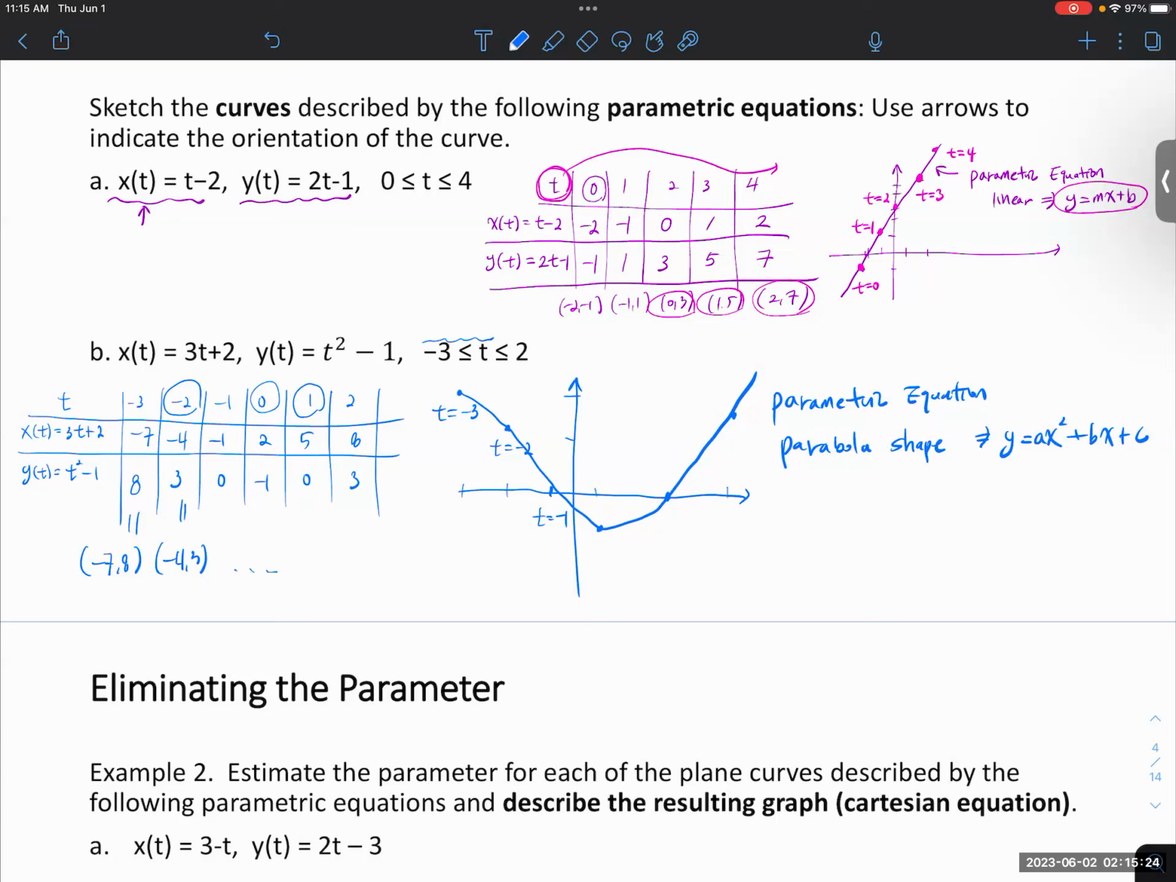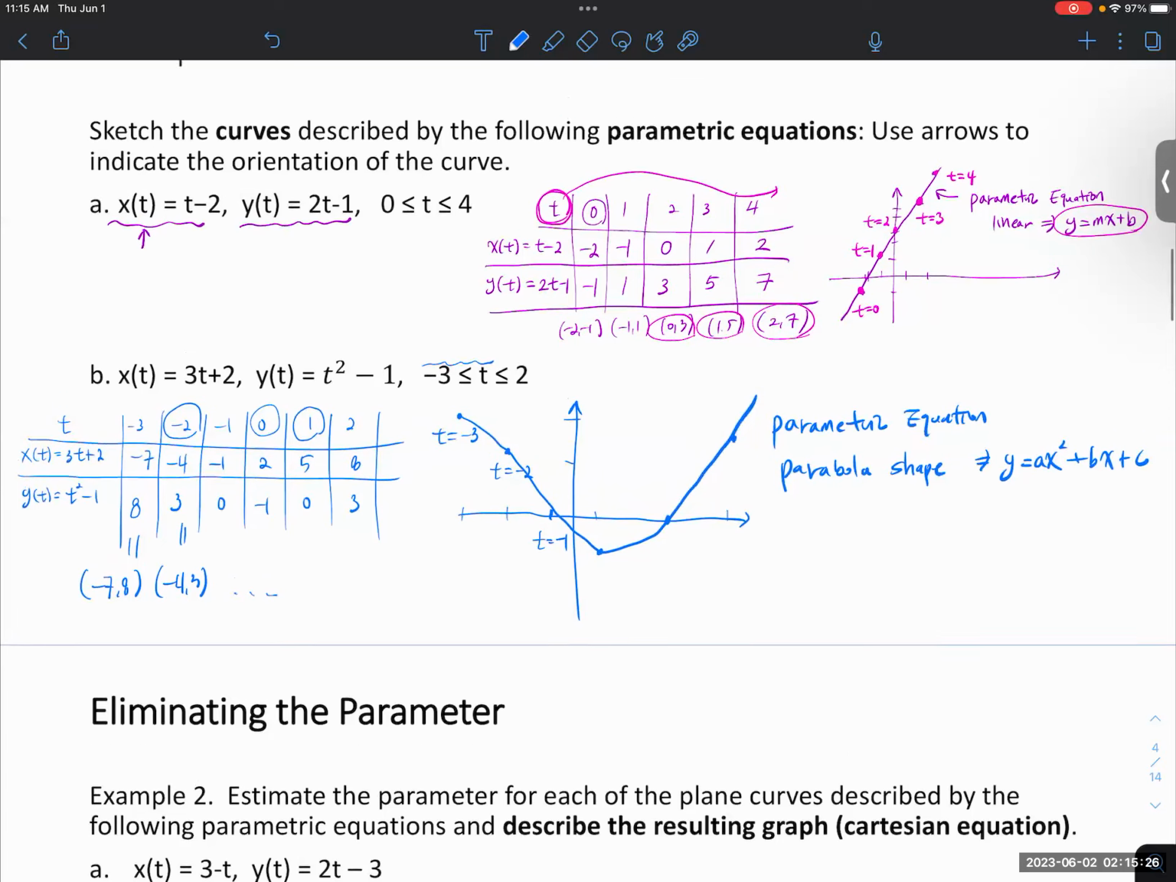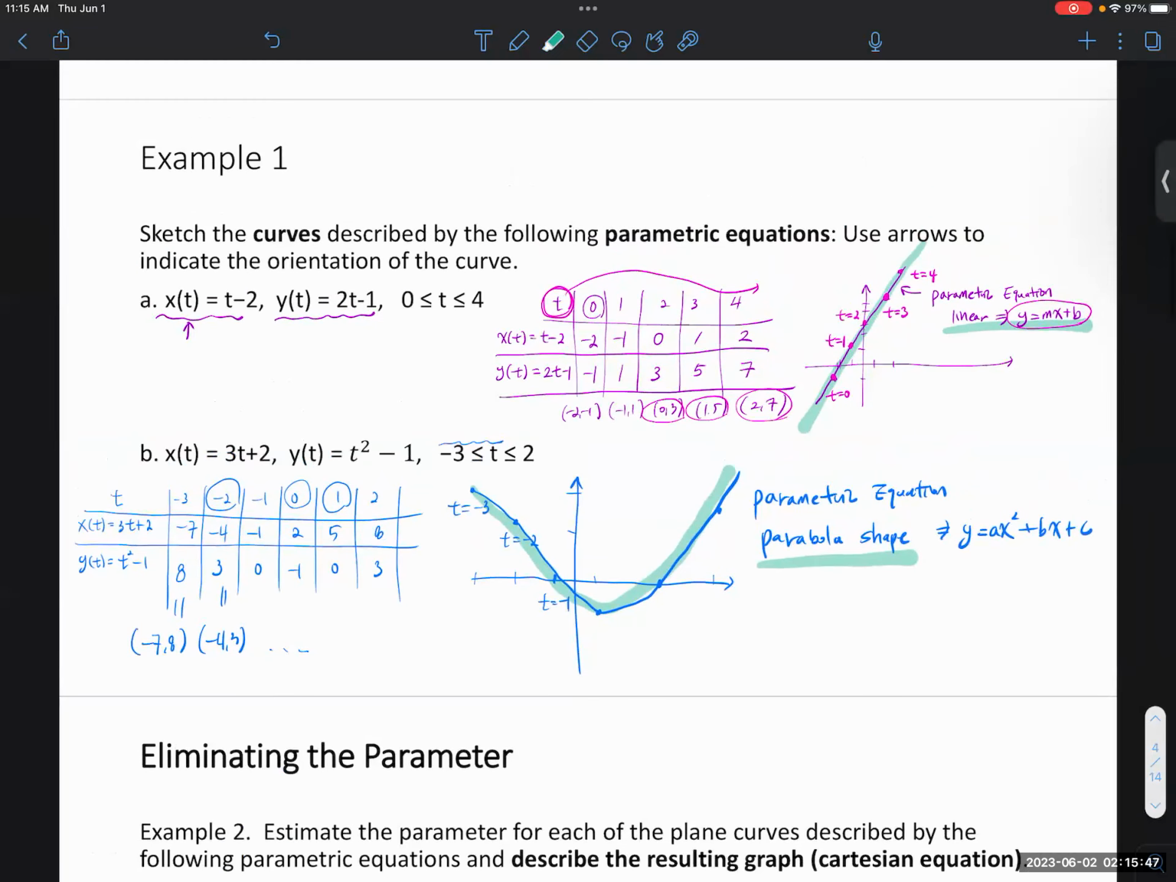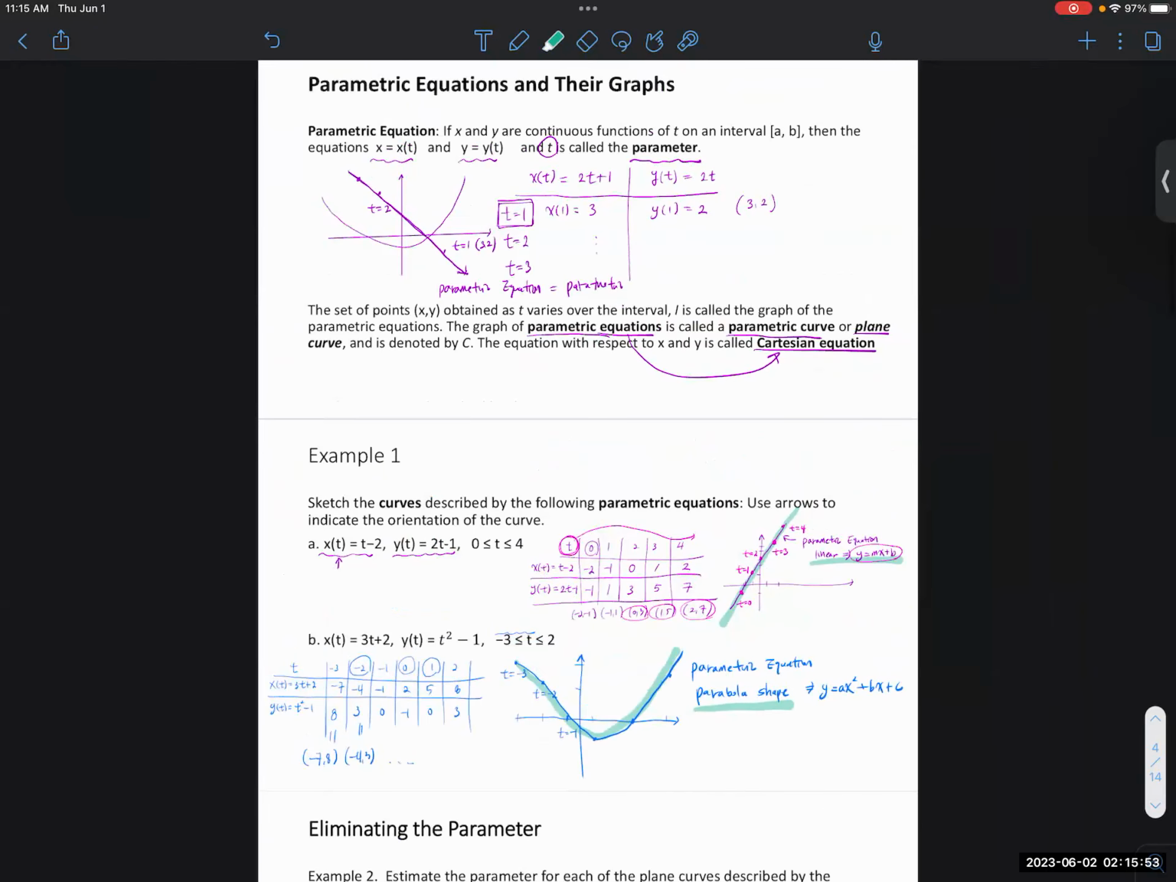So I just wanted to show you that when you graph the parametric equation, sometimes you can find out it's linear, right? Sometimes you're going to have a little bit of a curvy parabola shape. We don't know what kind of graph you're going to find. It's going to be very diverse. But in this example, I'm showing you linear and parabola shapes, okay? So this is how you are going to understand what the parametric equation is and how to graph it, okay?